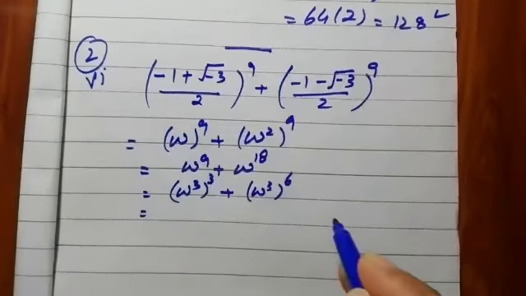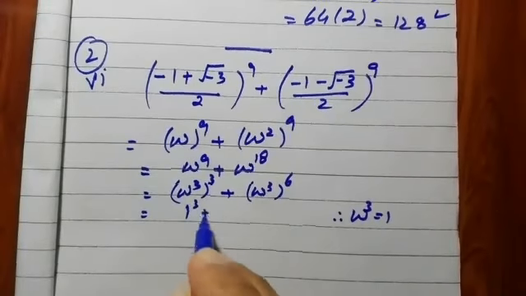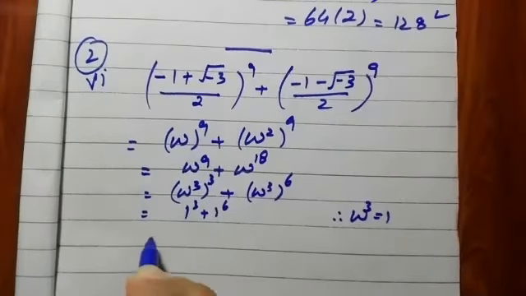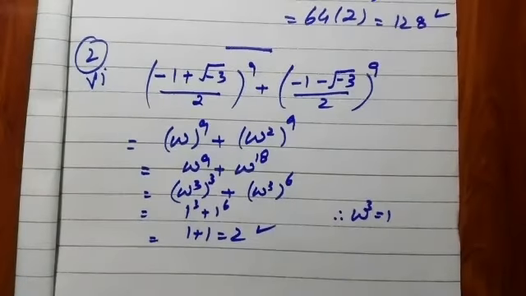Now omega 3, as reference, is equal to 1. So you will substitute 1 raised to power 3, 1 raised to power 6. So obviously it will become 1 plus 1. So the answer will be 2. This is how you will finish the question. So it's very easy. You should know which procedure will be used.